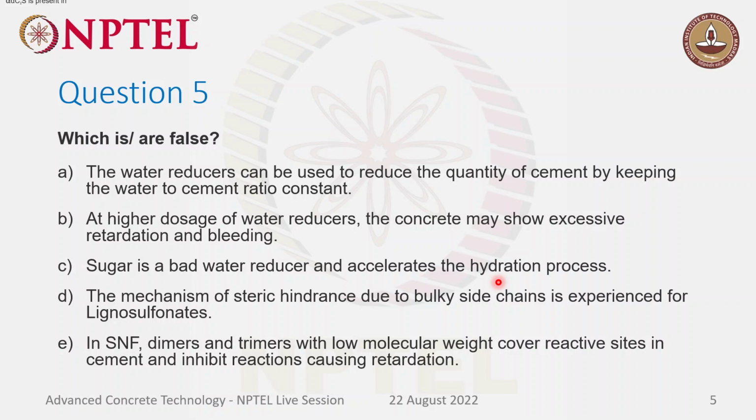Just think and answer. And option E: in SNF, dimers and trimers with low molecular weight cover reactive sites in cement and inhibit reactions, causing retardation. Just think about SNF: there are 2 points which make it work better. One is that sulfonate should be present in the beta portion, and the second is that we have to remove the low molecular weight fractions using a centrifugation process, so that it will work better. That is the clue for option E.